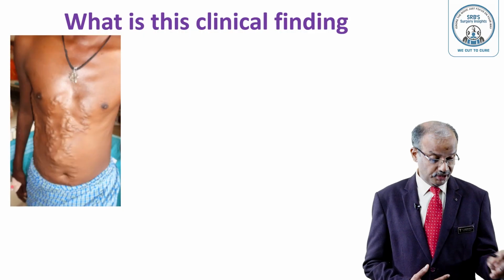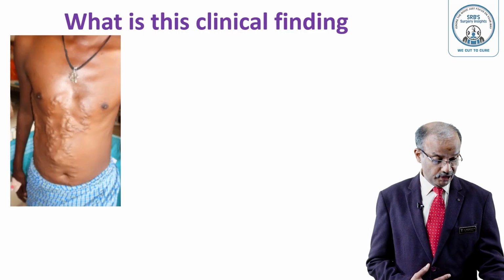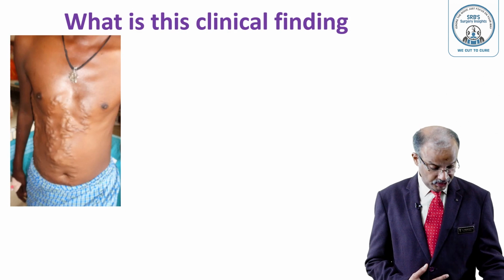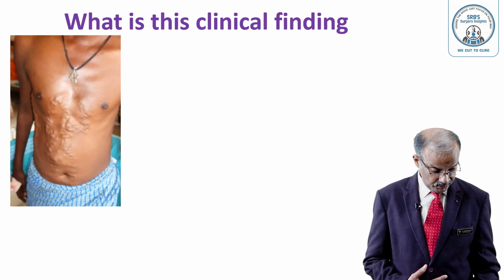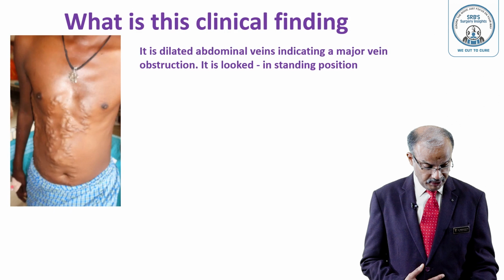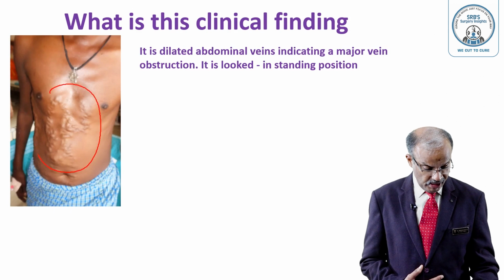Topic is dilated abdominal wall vein. Hello dear students, today we will discuss a very common clinical sign in abdomen related conditions, especially when there is some problem with the major venous circulation, that is the IVC, inferior vena cava. So what is this clinical finding? Just look at this. See that here, dilated abdominal veins.